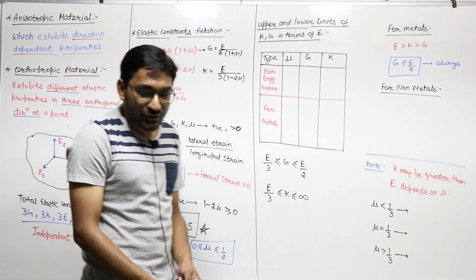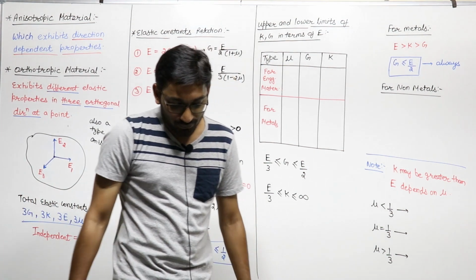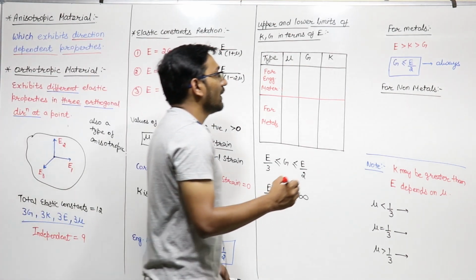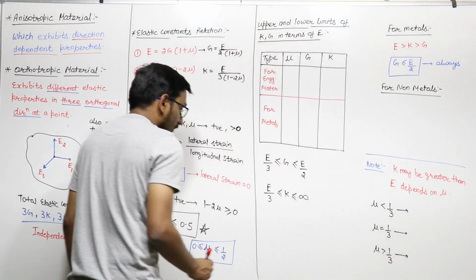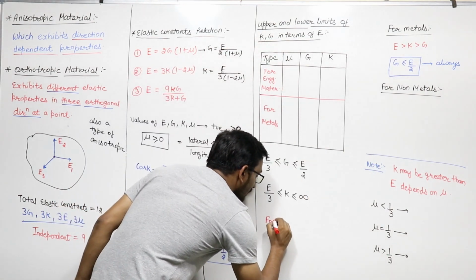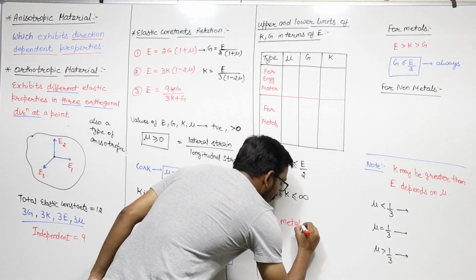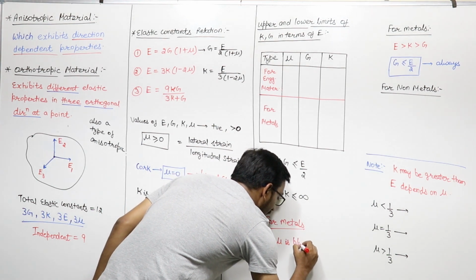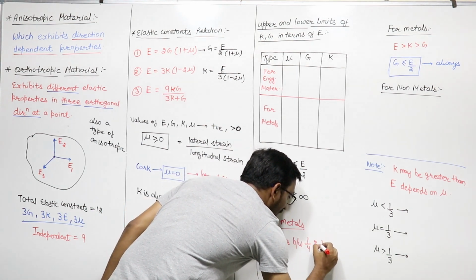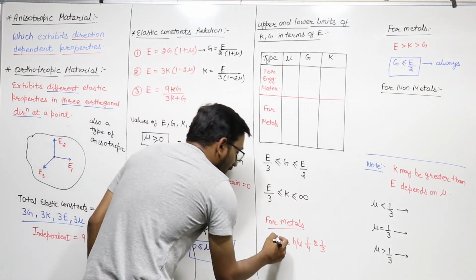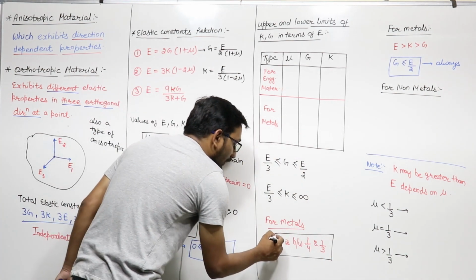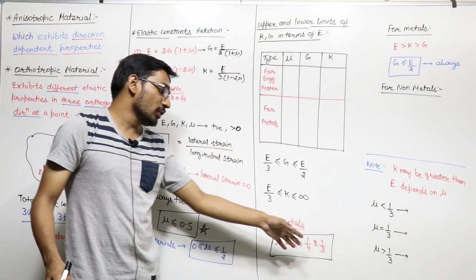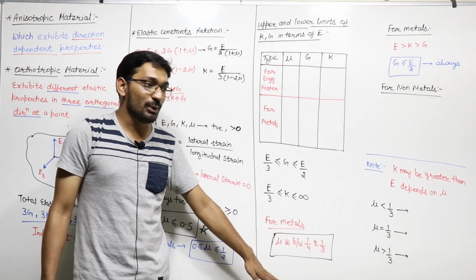But mostly we are dealing with metals. So for metals, the value of mu lies between 1 by 4 and 1 by 3. Right, for metals the value of mu is in between 1 by 4 and 1 by 3. That is, 0.25 to 0.33 will be the value of mu for metals.